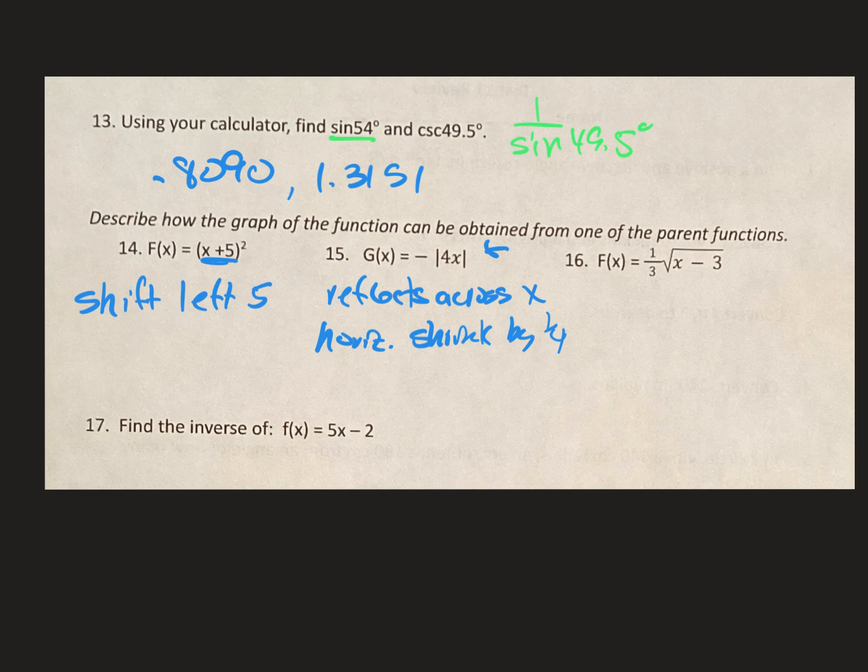And 16. 16 has a 1/3 in the front. That's a vertical shrink by 1/3. And it's a shift. Because there's a 3 inside that is subtracted, it's a shift opposite of what you think. It's a shift right 3. That's all those.